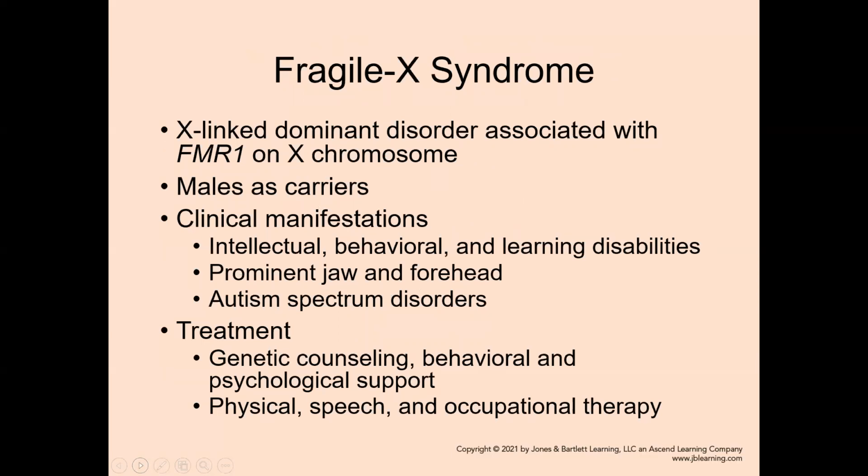This is the most commonly known as Down syndrome. Some of the clinical manifestations include intellectual, behavior, and learning disabilities, a prominent jaw or forehead. Sometimes they can be on the autism spectrum. They also have a long, narrow face and can often be hyperactive and have some anxiety, social disorders.